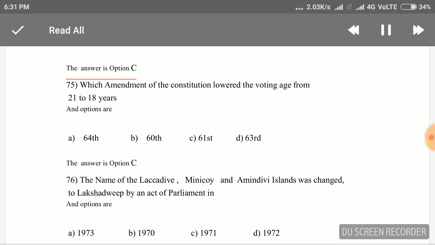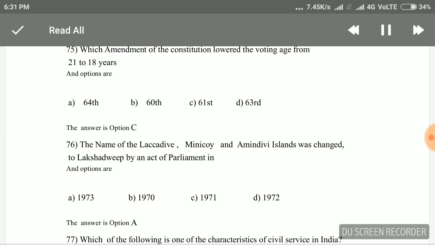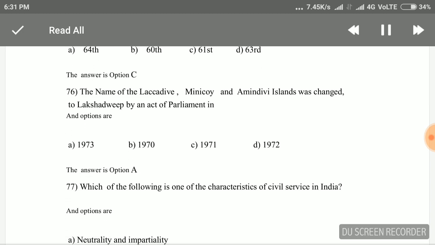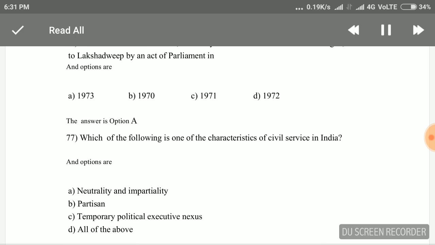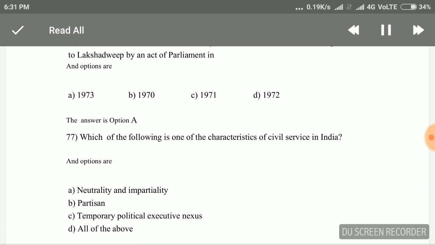76. The name of the Laccadive, Minicoy and Amindivi Islands was changed to Lakshadweep by an act of Parliament. And options are A. 1973, B. 1970, C. 1971, D. 1972. The answer is option A.